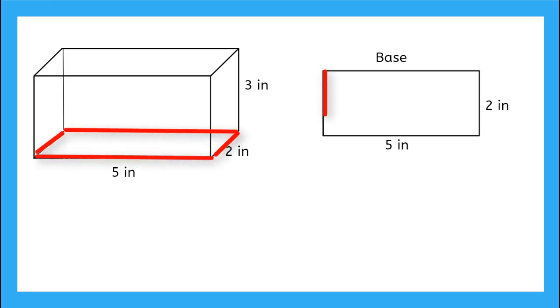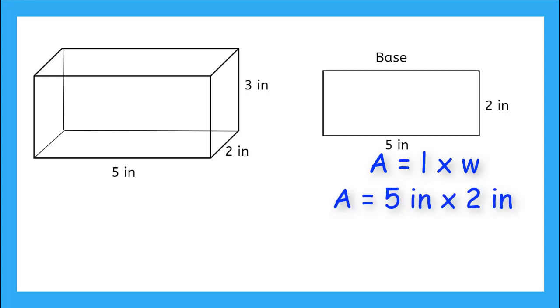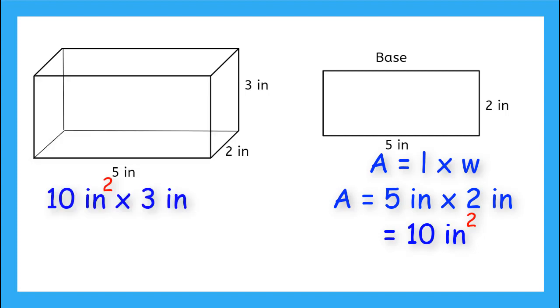So if we look at this shape here, what do we have for our base? Yeah, it's a rectangle. And if we find the area of the base of our prism by our formula, area equals length times width, or in this case, 5 inches times 2 inches, we will get 10 square inches. Now, if we know the area of our base, we can think about stacking our base rectangle until we get to a height of 3 inches. If we imagine there are 3 1-inch cubes here, we would see that we need to multiply our base area by 3 inches. So we will have 10 inches squared times 3 inches, and this gives us a volume of 30 inches cubed.